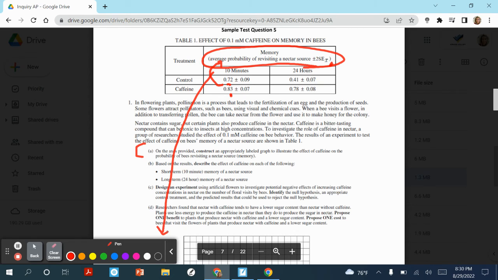All right, I want you to pause because now here's the hard part. Try to figure out what you're going to put on your X. Are you going to put control or caffeine, or are you going to put the 10 minutes and the 24 hours? Because those are the two pieces of information that are remaining that have to be indicated somehow on this graph. So take a second to decide.